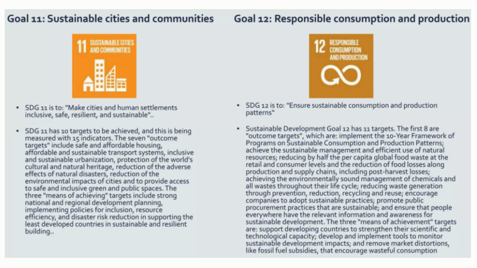The 7 outcome targets include safe and affordable housing, affordable and sustainable transport systems, inclusive and sustainable urbanization, protection of the world's cultural and natural heritage, reduction of the adverse effects of natural disasters, reduction of the environmental impacts of cities, and to provide access to safe and inclusive green and public spaces. The 3 means of achieving targets include strong national and regional development planning, implementing policies for inclusion, resource efficiency, and disaster risk reduction, and supporting the least developed countries in sustainable and resilient building.